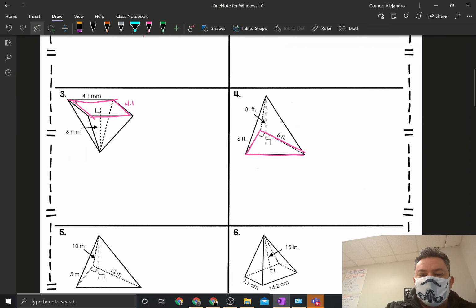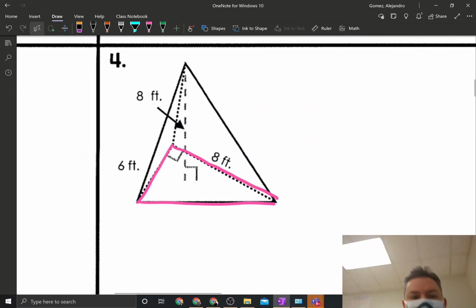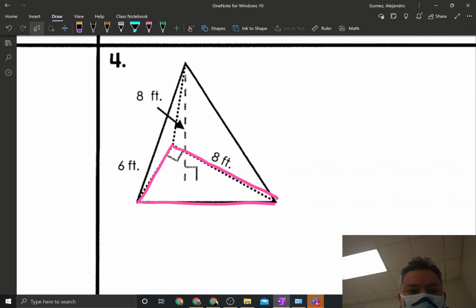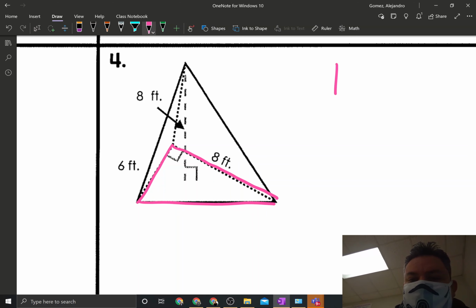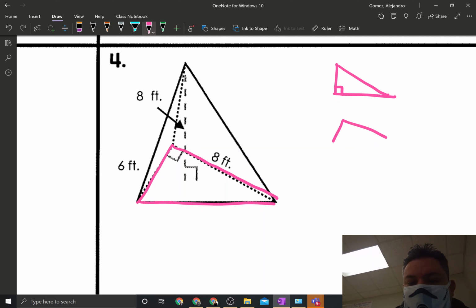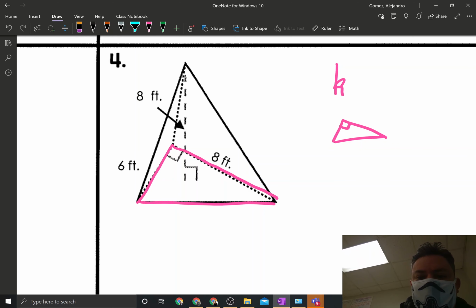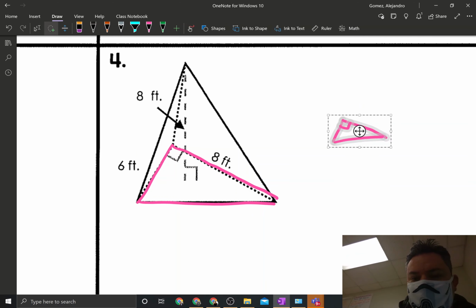Let's focus on number 4. I said every time you have a pyramid or a prism, identify the base and draw the base on the side. In this case, I have a right triangle. And I wrote it like that. I know it's flipped. So basically you have it kind of like this. And you can leave it like that if you want. It wouldn't make a difference at all. So let me show you. Let me actually move this right here.